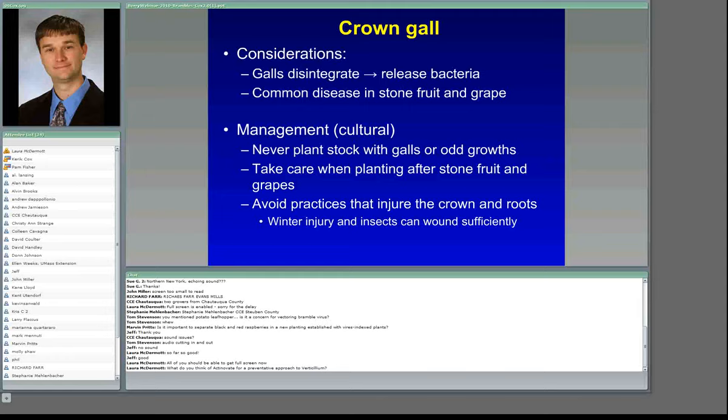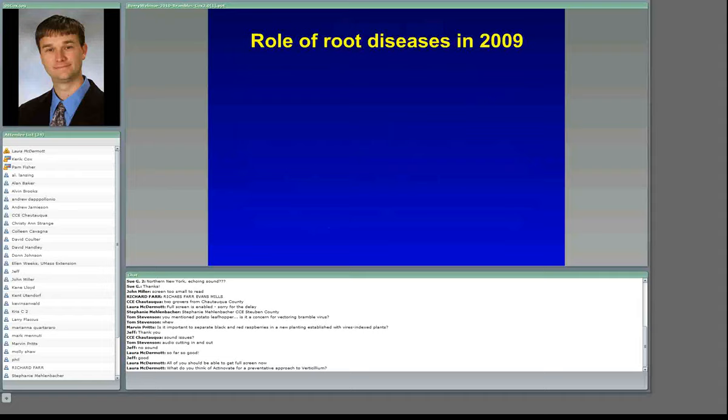The opposite situation is possible too: even winter injury and insects can wound sufficiently to cause an infection by the bacterium. So even a little bit of winter injury and insect pressure, if it's too high, can predispose you to this disease if you have soil with the bacterium. Unfortunately, with crown gall, there's not much you can do chemically. So you just have to be very careful in how you set up your plantings and the planting stock you use.